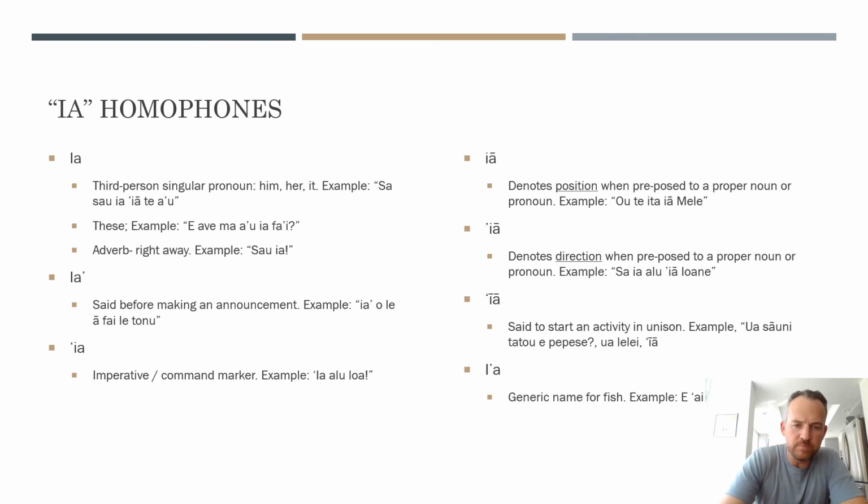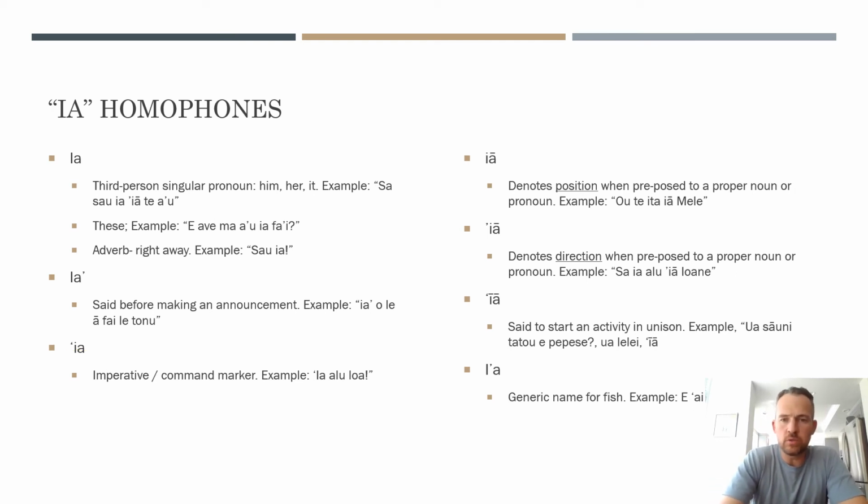Moving down to, let's see here, ia. Ia is an imperative or a command marker. And basically, it takes the place of a tense marker, and it conveys the sense of making whatever you're saying be a command. So the example I have here is "ia alu loa." Ia is our command or imperative marker. Alu is to go. Loa is actually just like ia. It means do it right away. So ia alu loa means get out of here. Get out of here right now.